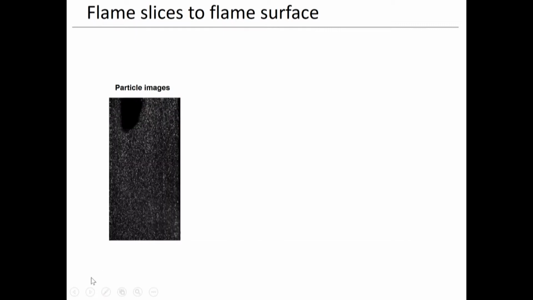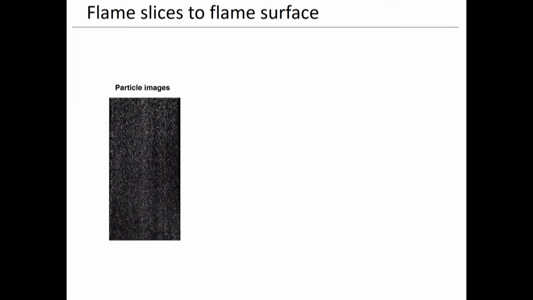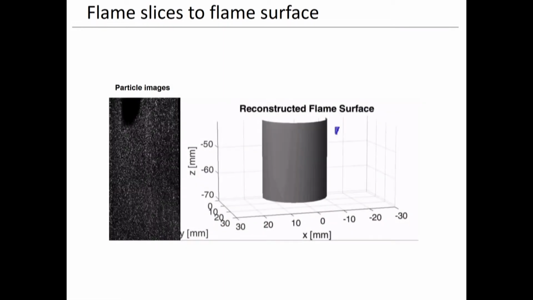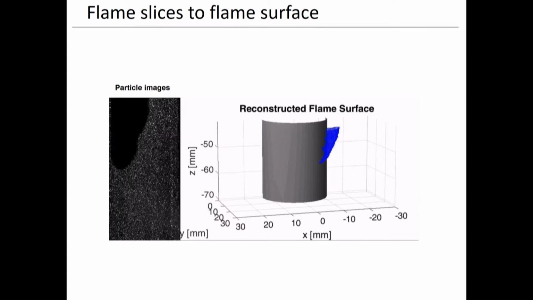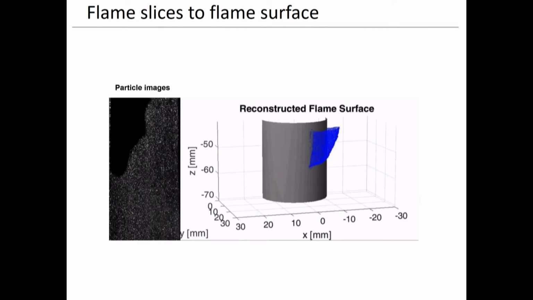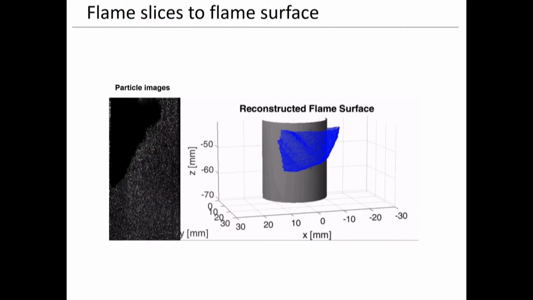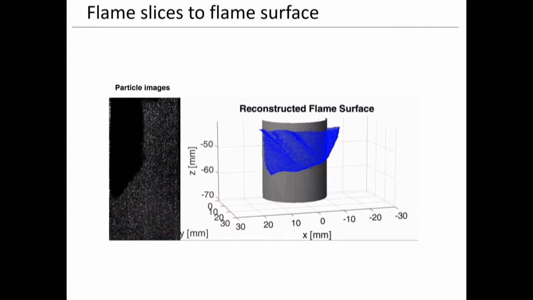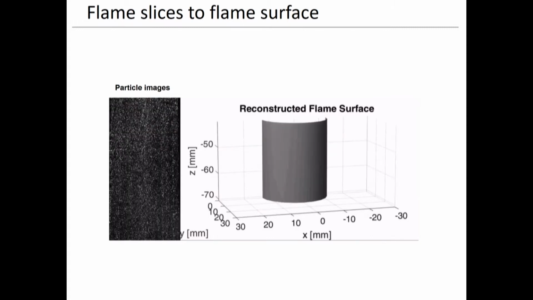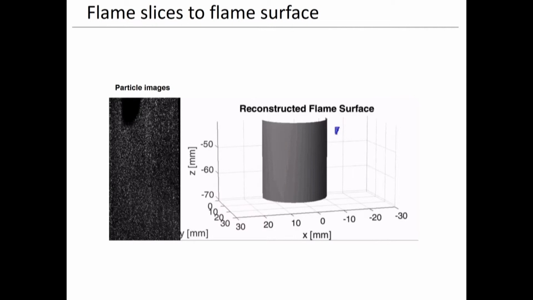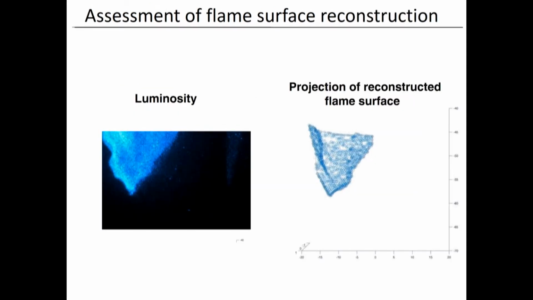All right, so this is just an example. This is a particle field, and this is a flame that's coming down through the particle field. This is a flame surface that is reconstructed based on this space-time equivalence principle. It's like you're taking this moving thing and turning it into a static snapshot, but the snapshot is of the three-dimensional structure of the flame.